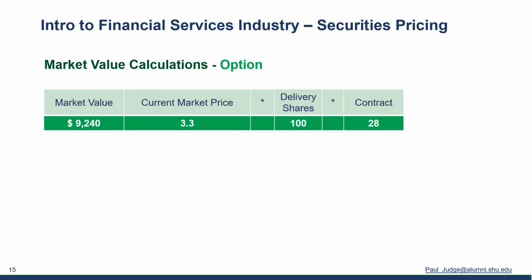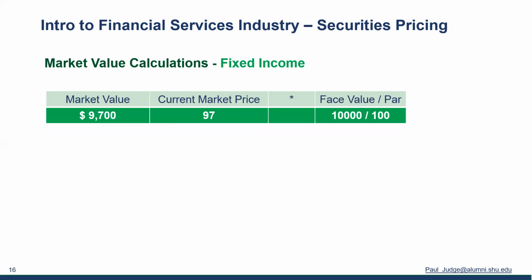Options are a little bit different to calculate. For options, you take the contracts times the delivery of shares, and usually contracts are in increments of 100, times the current market price. That's the value to the market. So if I have options on an asset and I've got 28 contracts, each for 100 shares, and the current market price is $3.30, then the value of these options is $9,240.